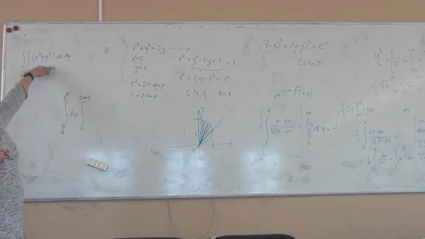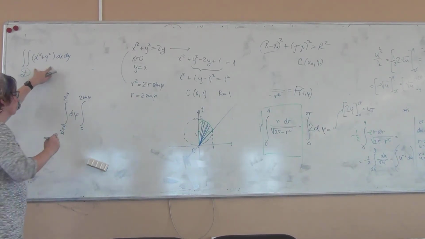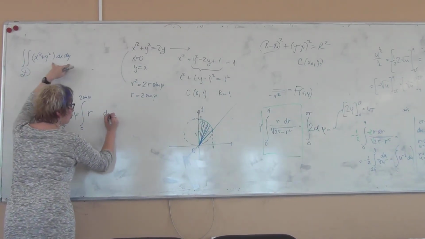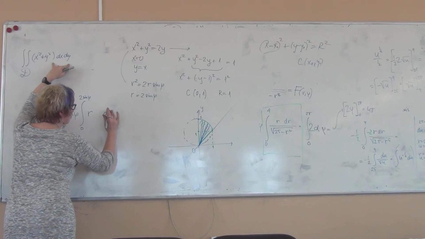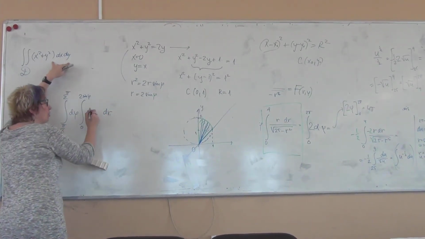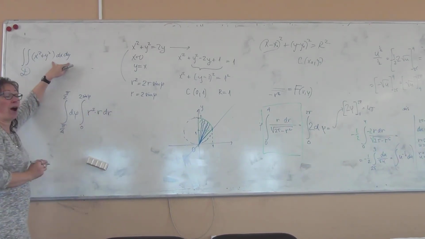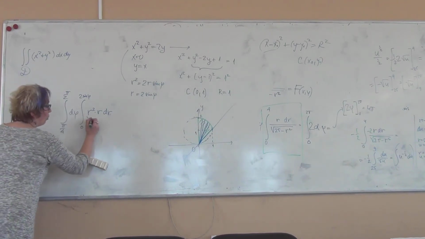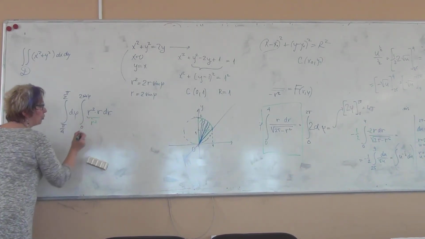Oh, we have this function. That's r squared. But when we change to the coordinates d phi, dr, we need an extra r. So it's r squared times another r. Altogether it will be r cubed. So altogether we have r cubed to integrate.